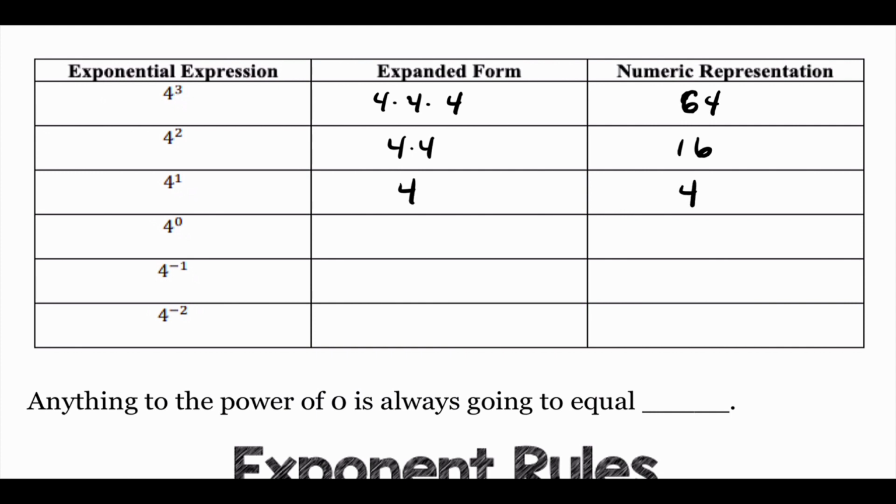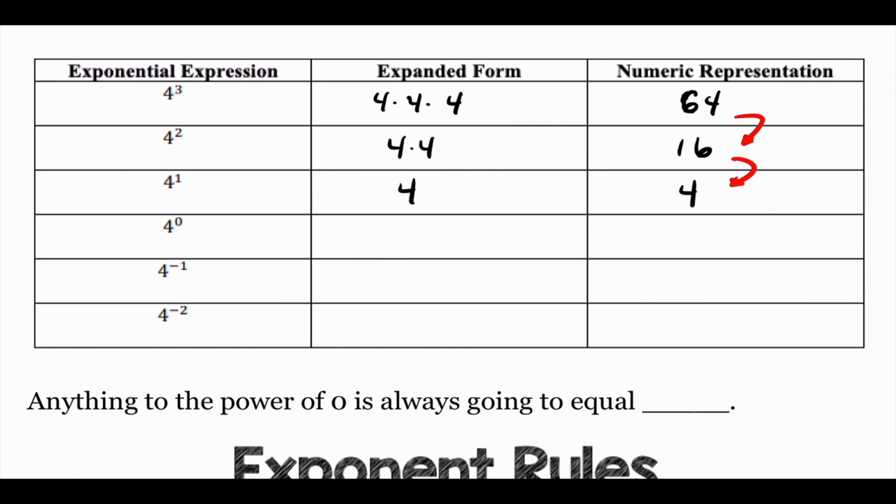Okay, so let me ask you this question. What am I doing every time to go down the list? To go from 64 to 16 to 4. Am I adding, subtracting, multiplying, or dividing? Which one am I doing every time? I'm dividing, right? What am I dividing by? Each one's missing a 4, right? There's 3 4s, and then there's 2 4s, and then there's 1 4. So it's dividing by 4, right?